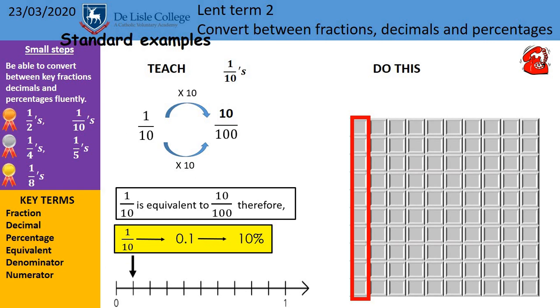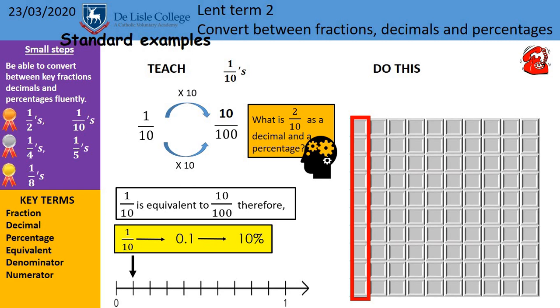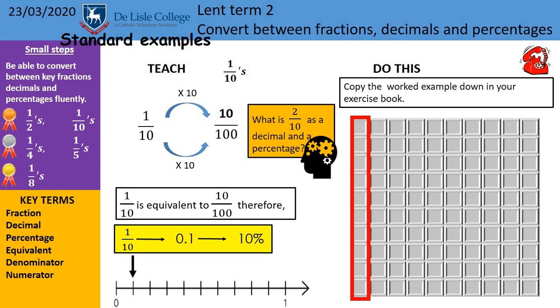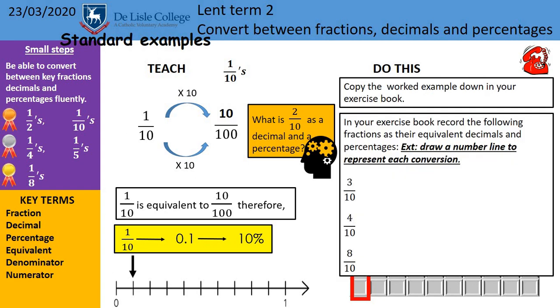From this information, we could identify that we would show that on a number line by putting the arrow above the first marker. From this information, if you just have a careful think, you should be able to convert 2/10 into decimals and percentages as well. Please copy the worked example down in your exercise book, and then in your exercise book record the following fractions as their equivalent decimals and percentages, and if you would like to, you can draw a number line to represent each conversion. Please pause the video whilst you do this.